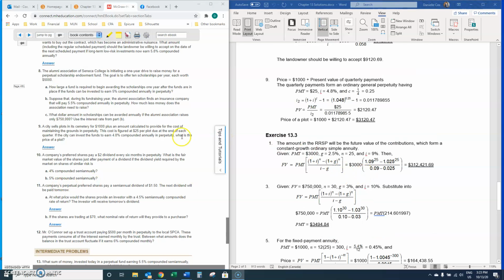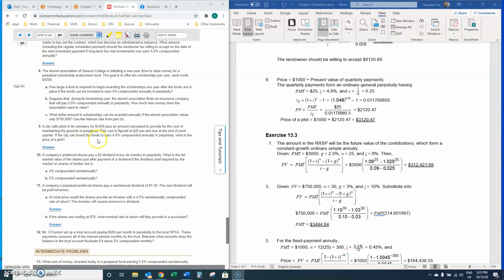Okay, let's take a look at problem number 9 in exercise 13.2. A city sells plots in its cemetery for $1,000 plus an amount calculated to provide for the cost of maintaining the grounds in perpetuity. This cost is figured at $25 per plot, so the payment of $25 is due at the end of each quarter, so quarterly payments.